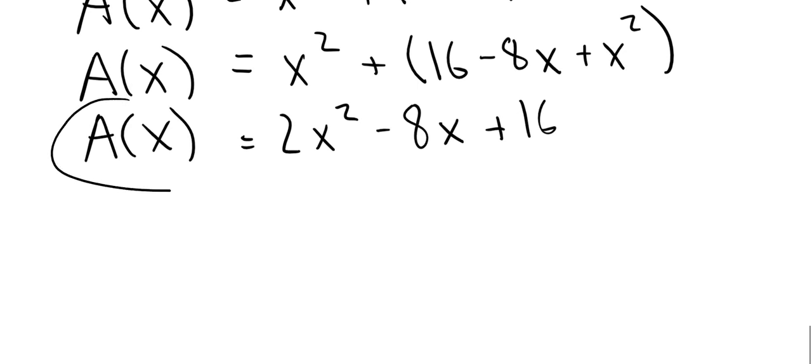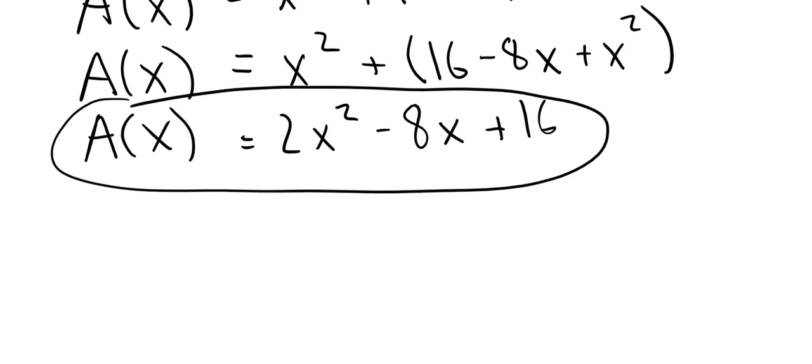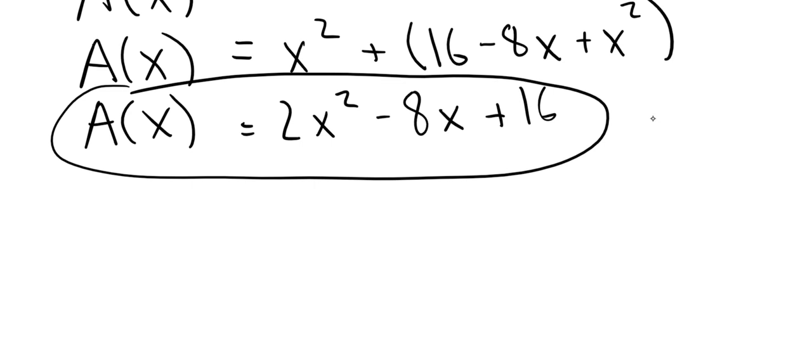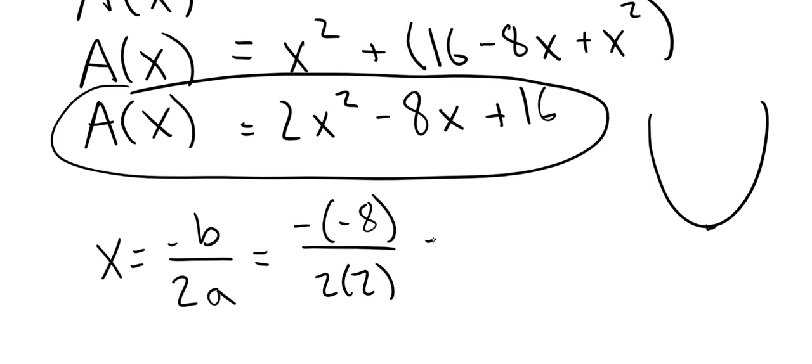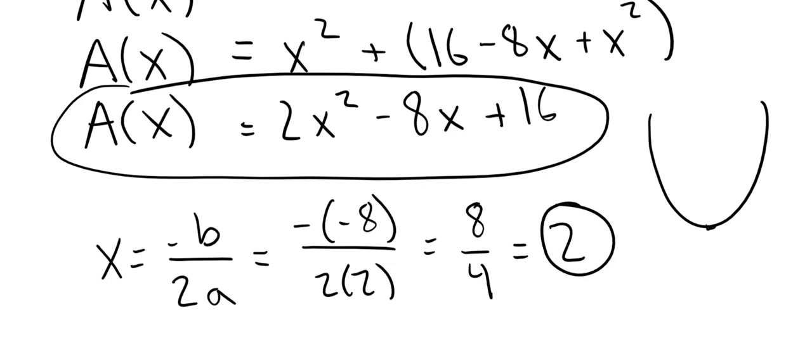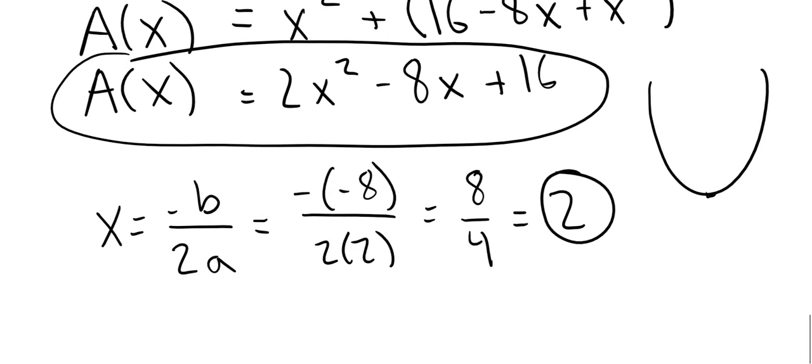Okay, so here's our equation in terms of x. Now we know that this is an upward facing parabola, right? So this is going to allow us to find the x value that is the minimum for areas. Well, how do we do that? Well, the first step is we set up our equation to find the vertex, right? The vertex here is the minimum. And so we have negative 8 all over 2 times 2, or in other words, 8 over 4, which is equal to 2. Right, so this tells us the x value.